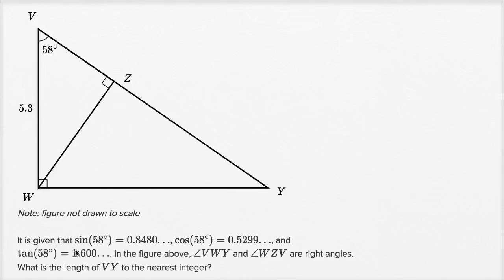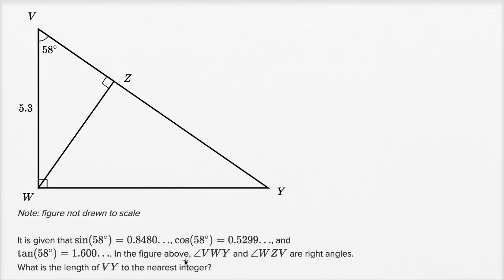It is given that sine of 58 degrees is equal to 0.8480, cosine of 58 degrees is 0.5299, and actually they're just giving us the first few digits of these. They keep going on and on and on. And tangent of 58 degrees is 1.600.